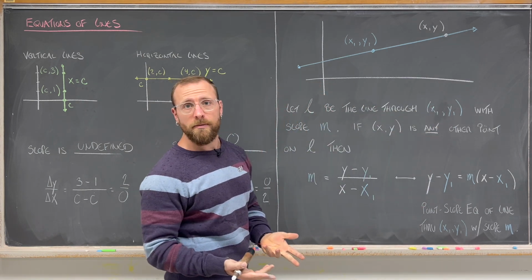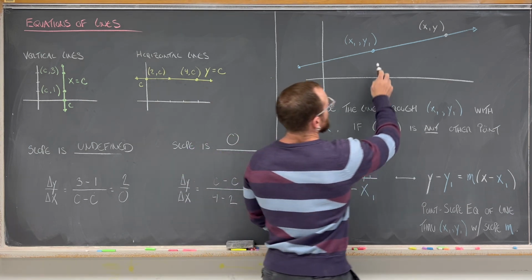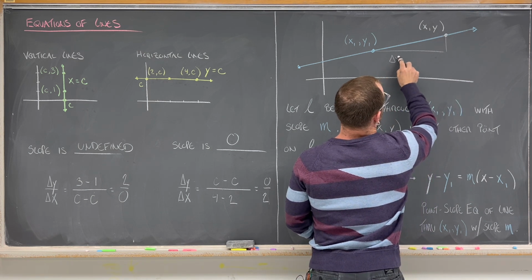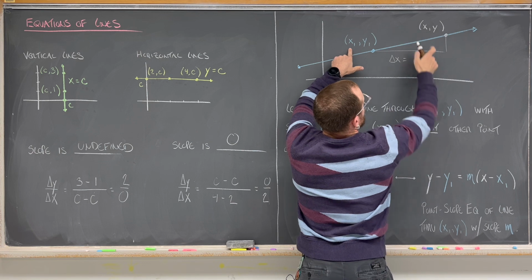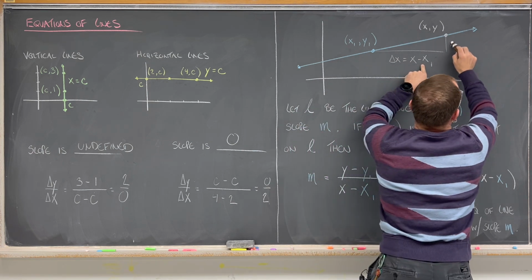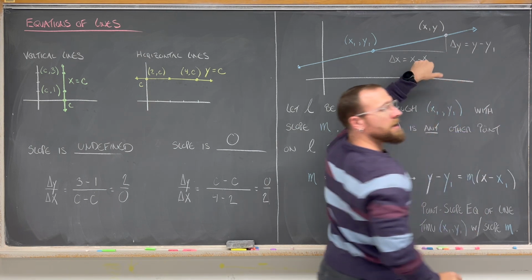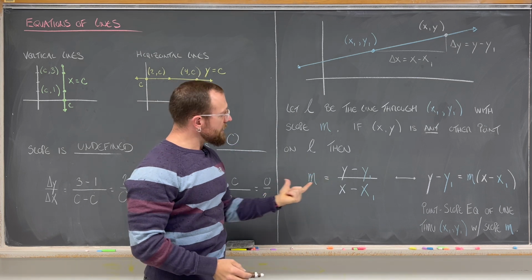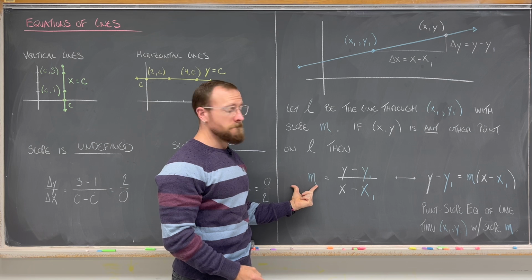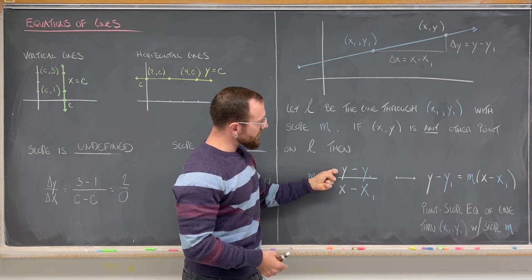What could you say? Well, since we know that the slope is m, I know that if I were to compute the change in x and the change in y, the change in x would be the difference between the x coordinates. That would be x minus x1. And the change in y, the difference between the y coordinates, would be y minus y1. So I could go ahead and calculate those. And that ratio of change in y over change in x should equal m. This is the equation that I'm talking about. This is an equation involving x and y.